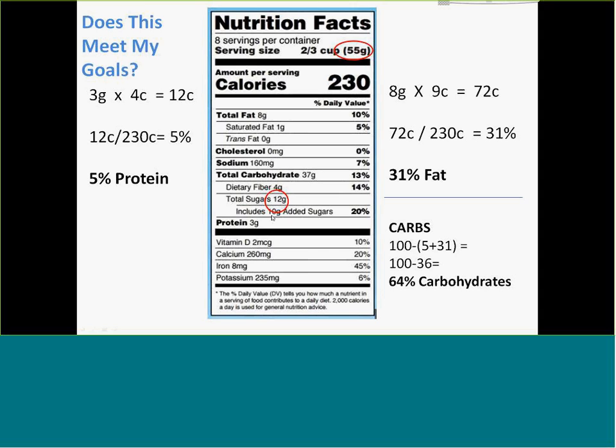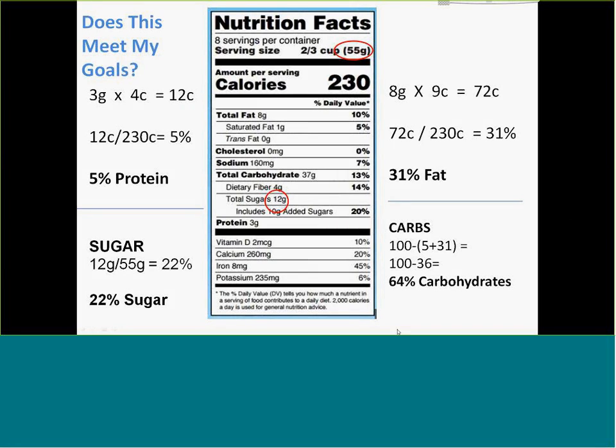So I have 12 grams of sugar in this product. There's 55 grams in this entire product. Now, there's more than one way to skin a cat. I could do 12 times 4 divided into 230, or I could take this 12 grams divided into the 55, which is what I did. 12 grams divided by 55 says 22. This product is 22% sugar, much more than the 10% that my goal calls for.